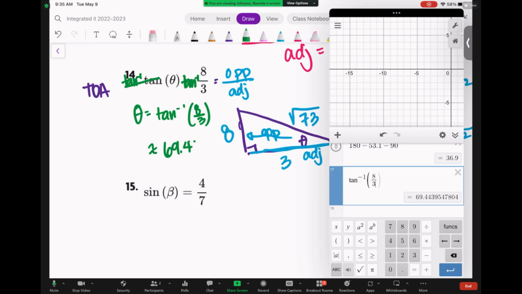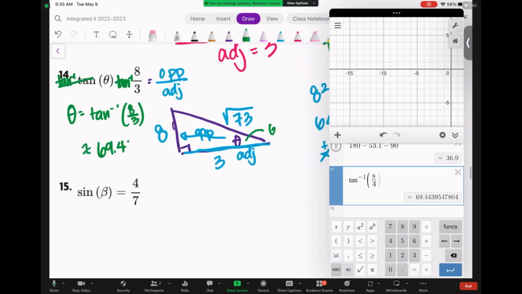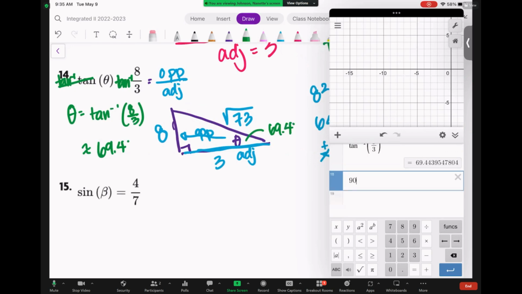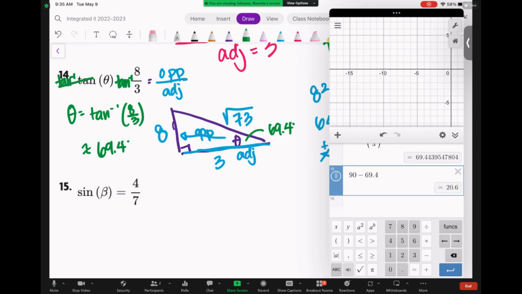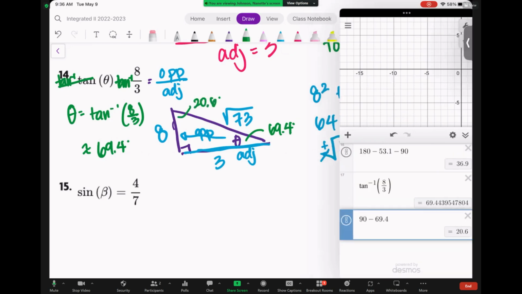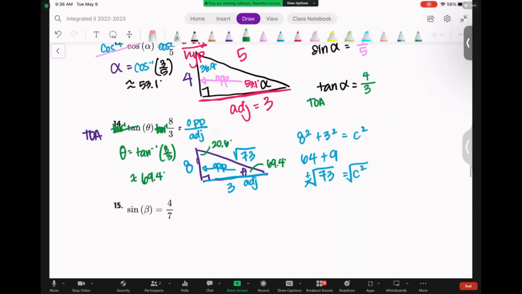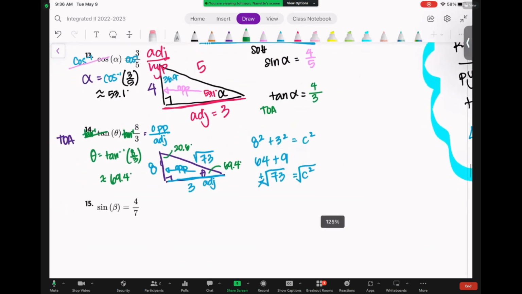So theta is 69.4 degrees, and if I go 90 minus 69.4. In case you're wondering, if I go 180 minus 90 and then minus 69.4, I just saved myself a little bit of typing. So 20.6 degrees is my other angle. And that's it. And so now I just have to find my other ones.